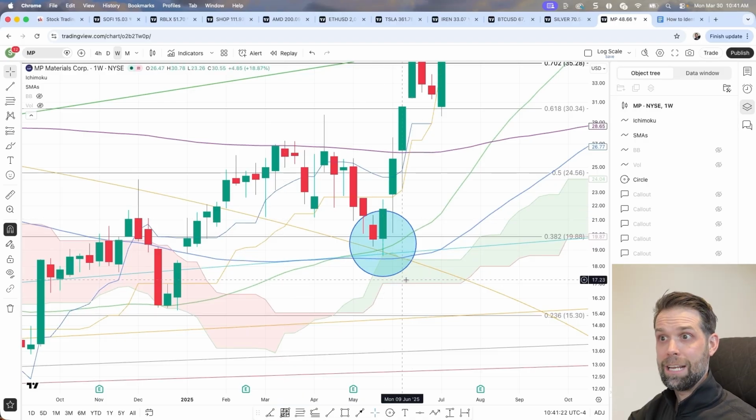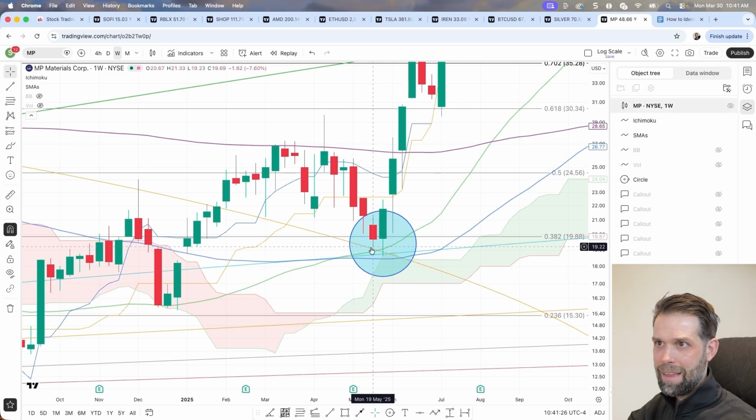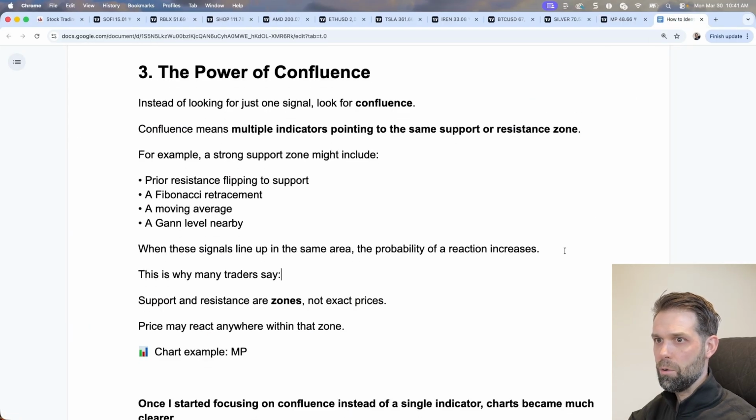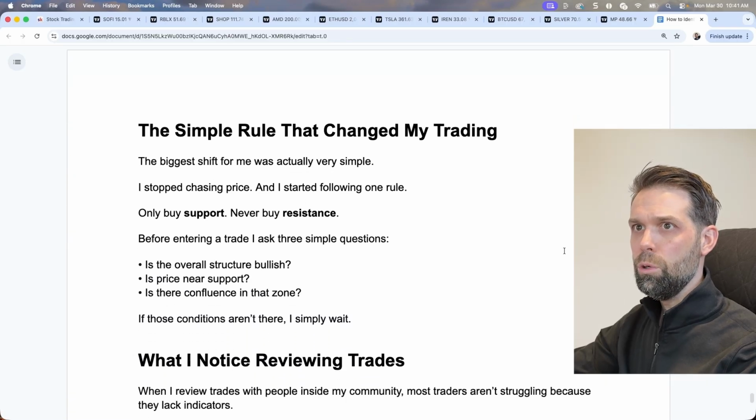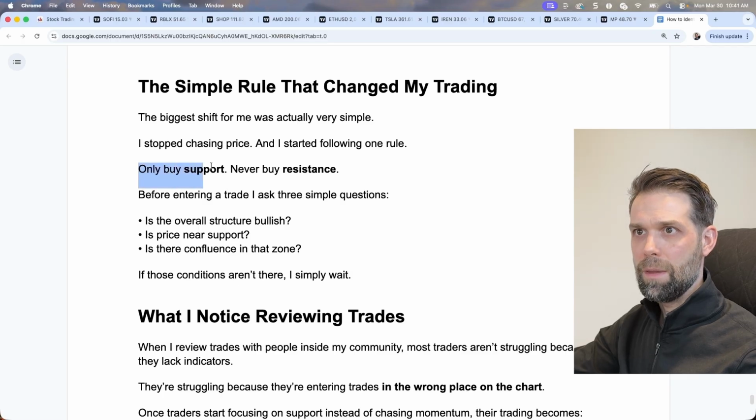We want to put on an entry where the likelihood that other buyers are also coming into that zone, that's called a support zone. And then you never want to buy where the likelihood that other sellers are coming in, that is a resistance zone. So the rule that you can go by when you start looking into trading is really that you only want to buy support and you never want to buy resistance.